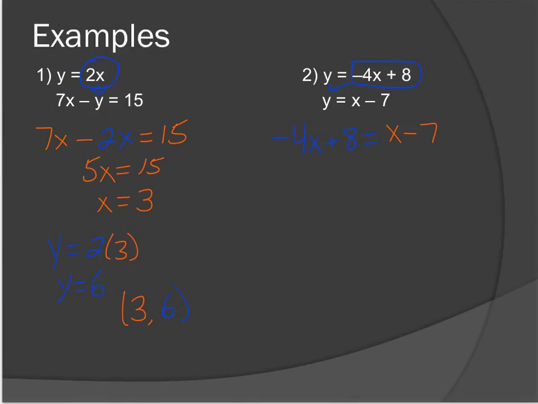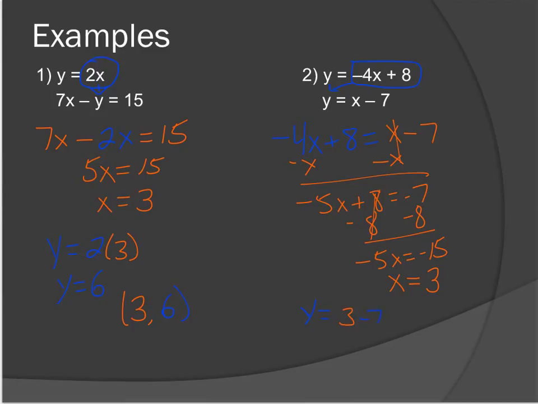And then we have an equation with one unknown. So let's subtract x. And we have negative 5x plus 8 equals negative 7. Subtract 8. Negative 5x equals negative 15. So therefore x is 3. Now I'm going to use the second equation here just because it looks a little easier. Because y will be 3 minus 7 or negative 4. So my ordered pair is 3, comma, negative 4.